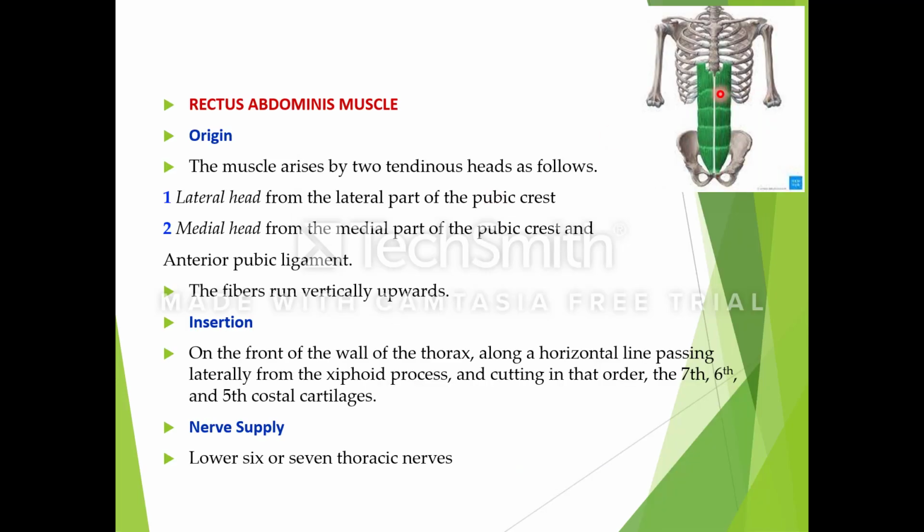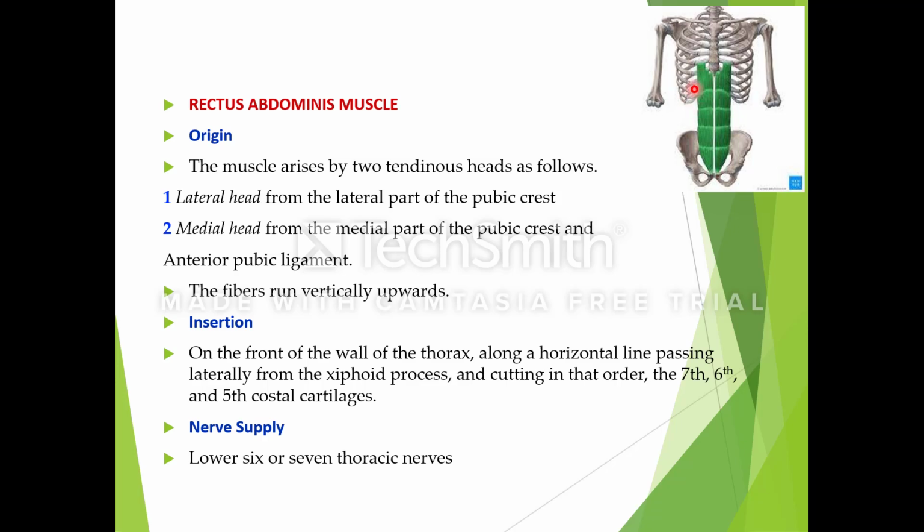So what is the origin of the rectus abdominis muscle? There are two heads of the rectus abdominis. See here, this is the medial head and this is the lateral head. The medial head will originate from the medial part of the pubic crest, and the lateral head will originate from the lateral part of the pubic crest. So it will originate from below and run vertically upward, and it is inserted over the xiphoid process and the 7th, 6th, and 5th costal cartilages.